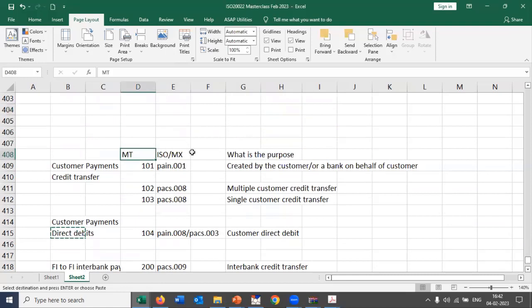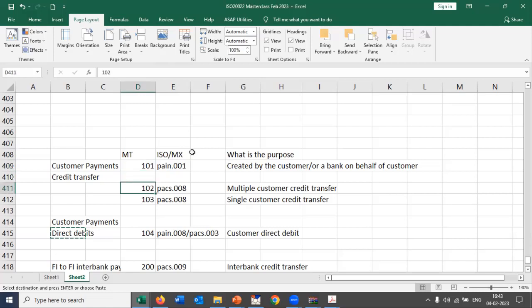In column D, I got MT categories. In column E, I got the ISO or MX categories. And column G gives you the purpose of that message. So equivalent of MT101 will be pain.001. Let's say somebody like Sony wants to make a payment to somebody like Toyota. Sony initiates a pain.001 or an MT101, tells its bank that I would like to pay so much money to Toyota. So MT101 and a pain.001 is usually from the customer to the bank, telling the bank, debit my account and make this payment.